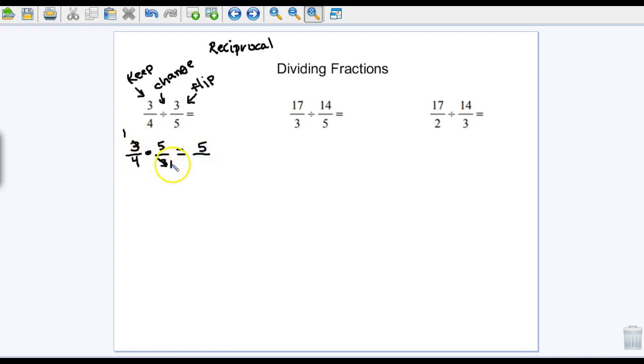and 4 times 1. And remember, we're keeping it in an improper fraction form if that's what it looks like. Unless my directions say create a mixed number, we're going to keep it as an improper fraction.